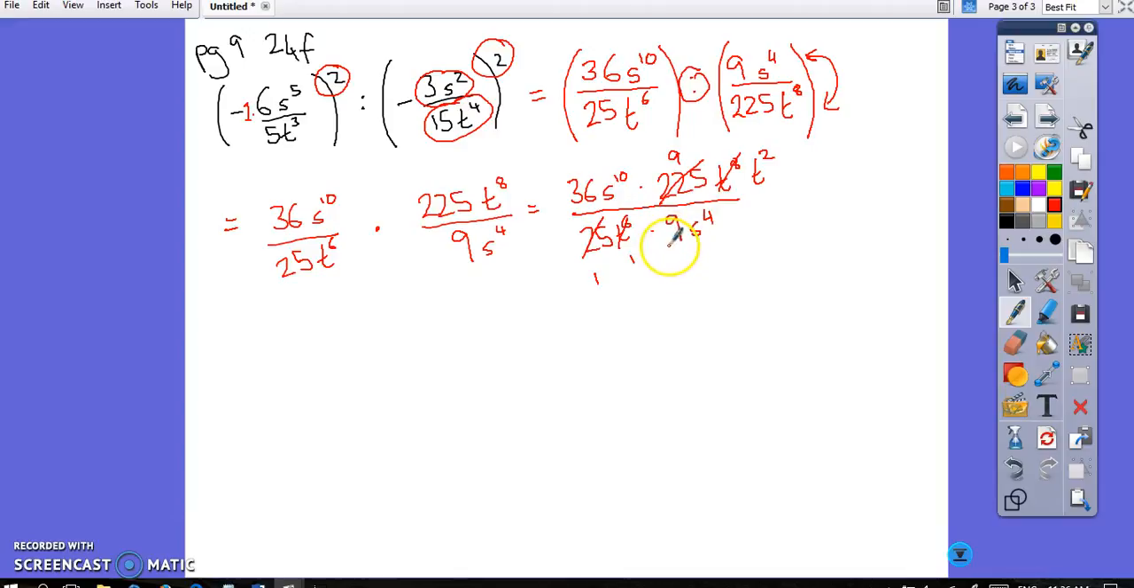Then I can cancel this 9, which I could do with the 36, but actually it's easier just to do it with this 9. And then s to the 4 cancels with all of these s's here, and I'm left with s to the 6. So overall, I'm left with 36 s to the power of 6 t squared. And hopefully, when you tried it on your own, you got the same solution.